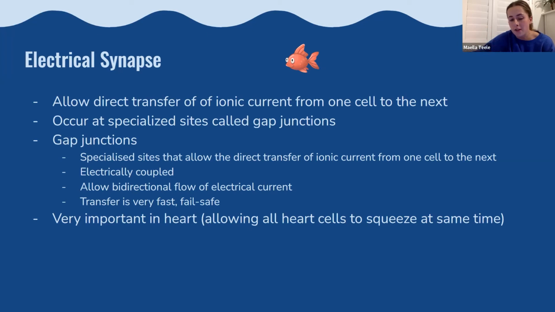So it's pretty much a fail-safe method of transferring this ionic current. It's very important in the heart, because if you had chemical transmission in the heart, it would be very open to error, and you don't want that in the heart. You want something that allows all your heart cells to contract at the same time so you can get that blood pumped around your body, because imagine if you didn't have that, then you'd be having heart cells contracting at random times of the day or at random times of the minute, and it just wouldn't allow you to pump blood around the body. So it's kind of life-saving that we have electrical synapses in our body.